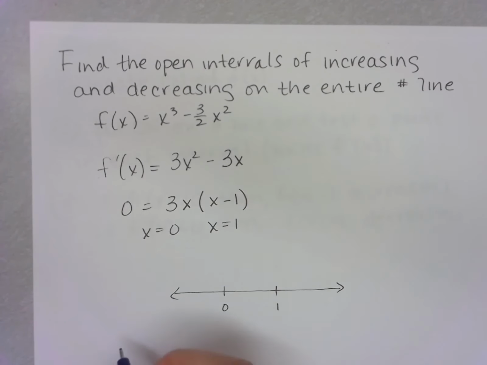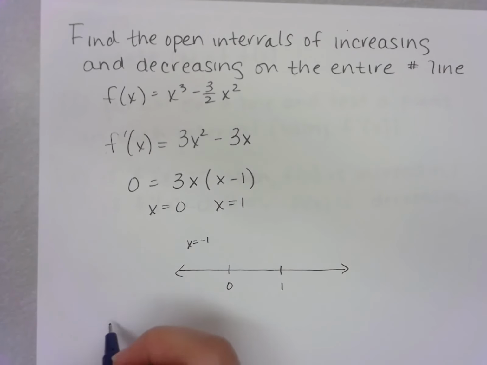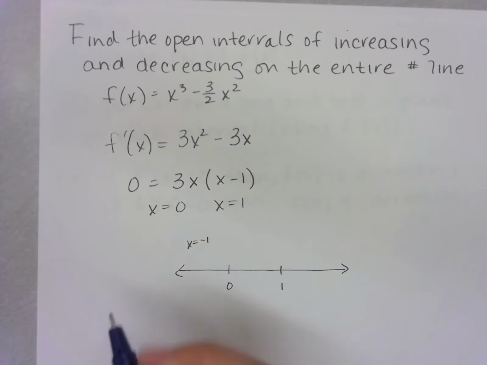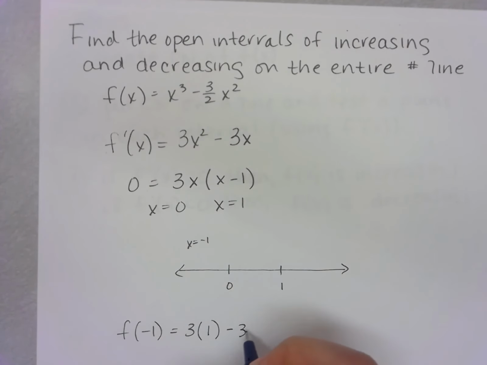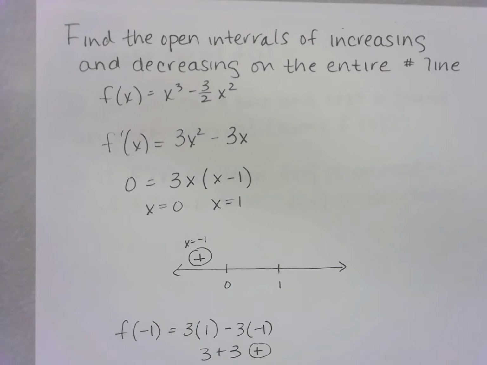So I'm going to test, let's say, x equals negative 1 in this interval. This is just like a quadratic inequality. I'm going to test in the derivative though. It's going to tell me about the sign of the slope in f. So f prime of negative 1 is 3 times negative 1 squared, which is positive 1, minus 3 times negative 1. So I end up with 3 plus 3. This is positive. That's all I care about. Okay. So when my f prime is positive, that means that I have a positive slope, which means that f is actually increasing.